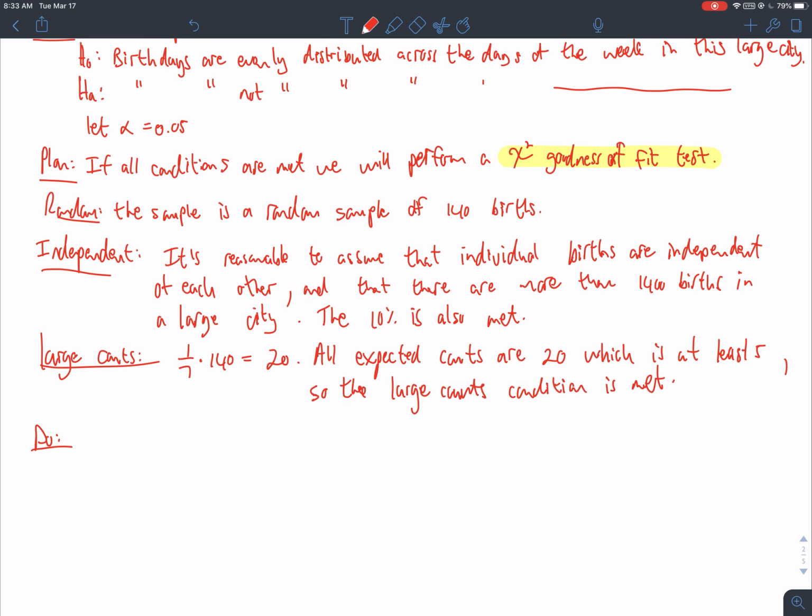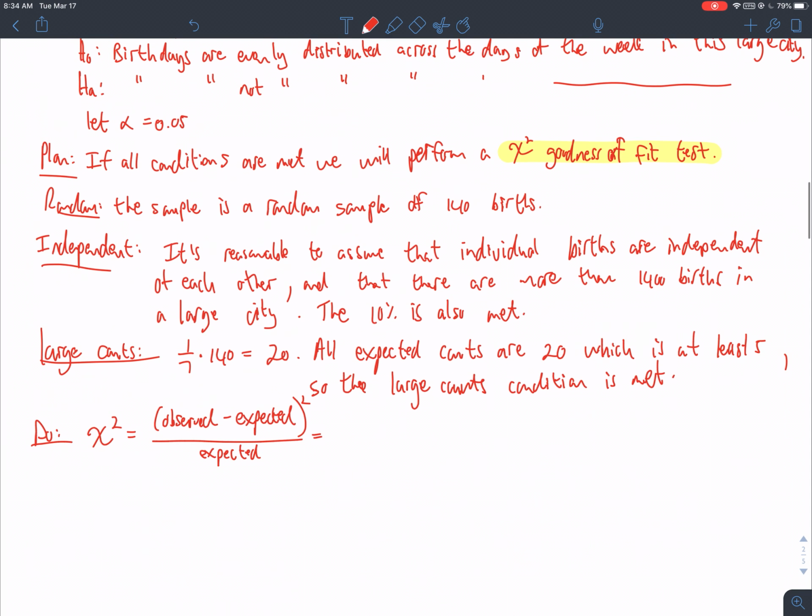Say do step, and we write down our formula, which is on our formula sheet. Chi-squared is observed minus expected squared all over expected. Okay, and we can actually fill that in. So now we fill stuff in. Oh, sorry, and it's the sum of that. It's not just one set, it's the sum of all of the observed minus expected squared divided by expected.